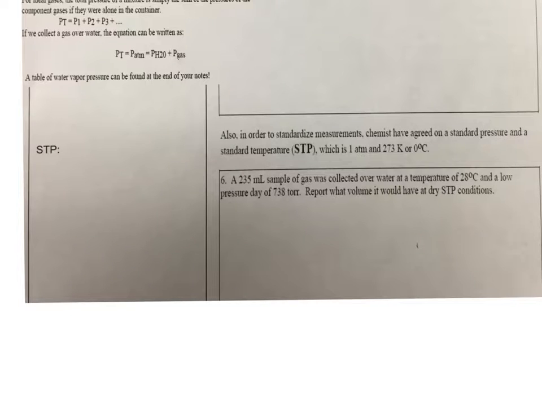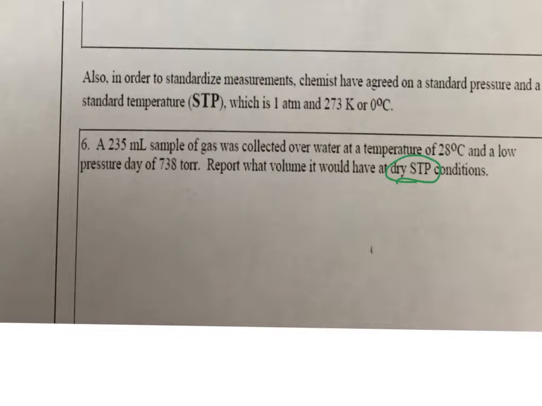So for number 6, we have a 235 milliliter sample of gas collected over water at a temperature of 28 degrees Celsius and a low pressure day of 738 torr. Report what volume it would have at dry STP conditions. These two words are going to be important to us, but let's write out what information we do have. Let me zoom in a little bit so you can see it.